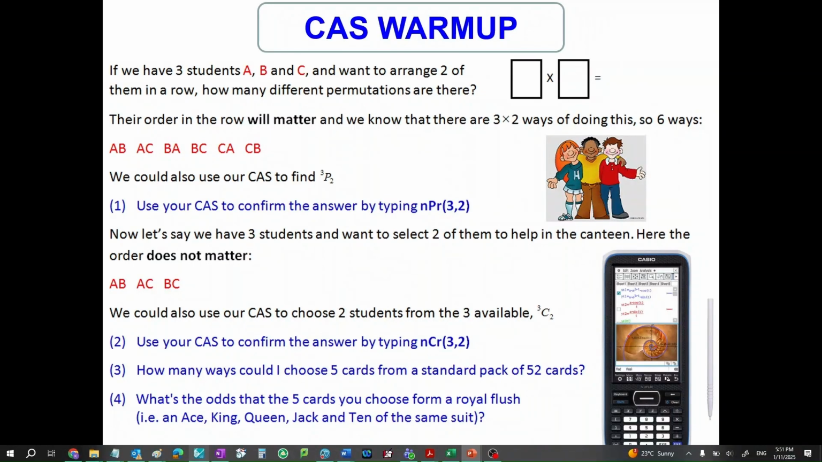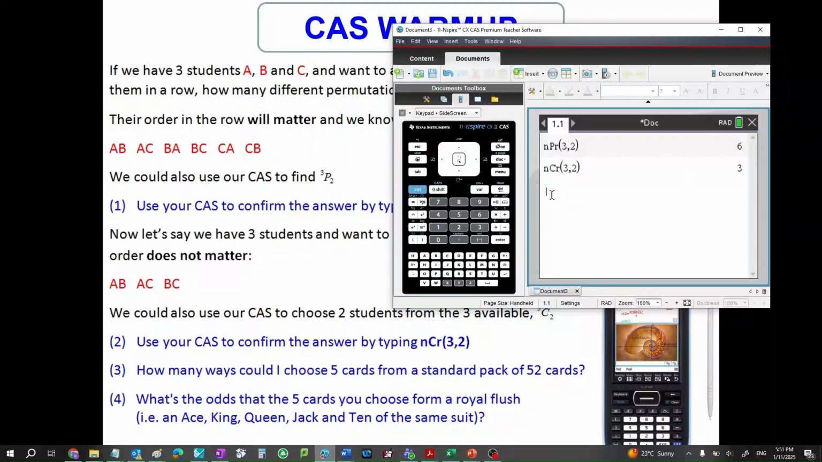So how many ways could I choose 5 cards from a standard pack of 52 cards? And we're going to say that in this case the order doesn't matter. So if I'm going to choose 5 cards, that's going to be, out of 52 cards, give me 5. Not 2, sorry, give me 5. That's about 2.6 million ways.